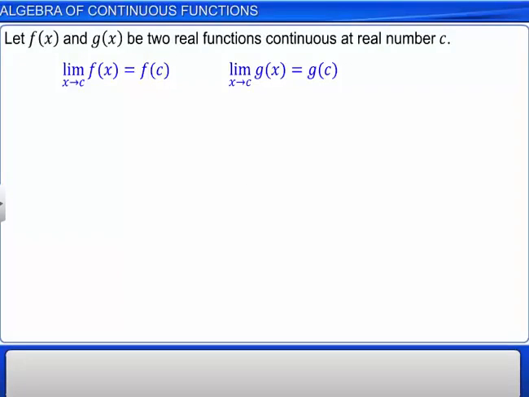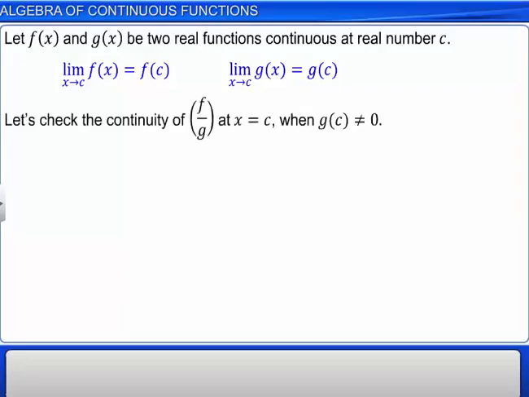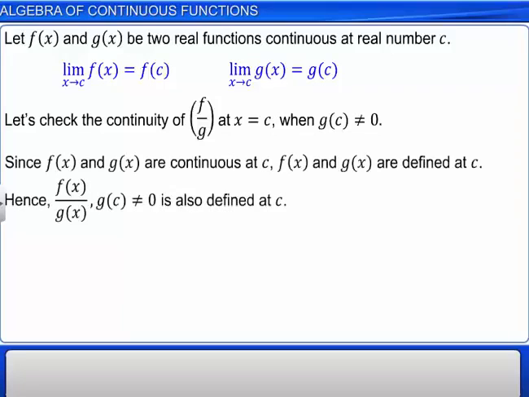Lastly, let's check the continuity of the quotient of two real functions f of x and g of x at x is equal to c. As f of x and g of x are continuous at c, f of x and g of x are defined at c. Hence, the quotient of the functions f of x and g of x is also defined at c, provided g of c is not equal to 0.